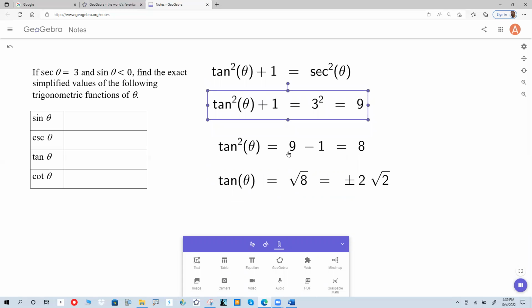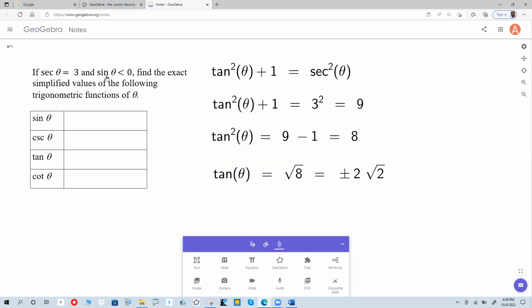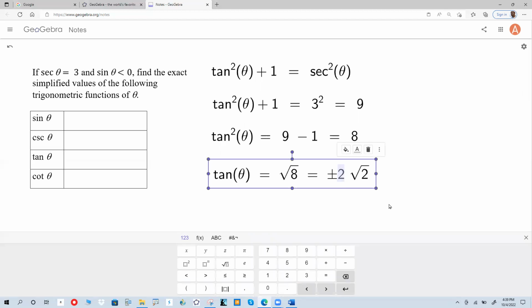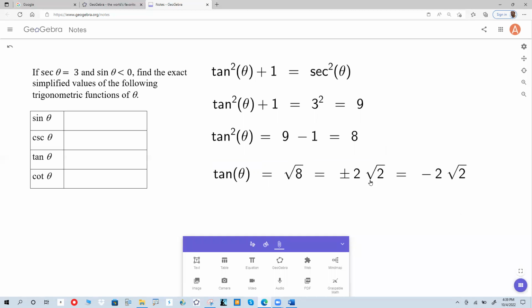Let's pause here and reflect a little bit. Sine is negative. Secant is 3, so cosine is 1/3, and 1/3 is positive. So from the question, I can infer cosine is positive, sine is negative. If sine and cosine are different, we say tan is negative. Hence, we choose the negative of this number. I'll tell you which one it is, and you really want to get it.